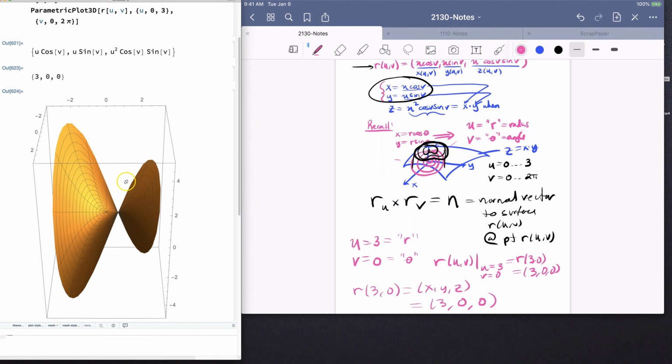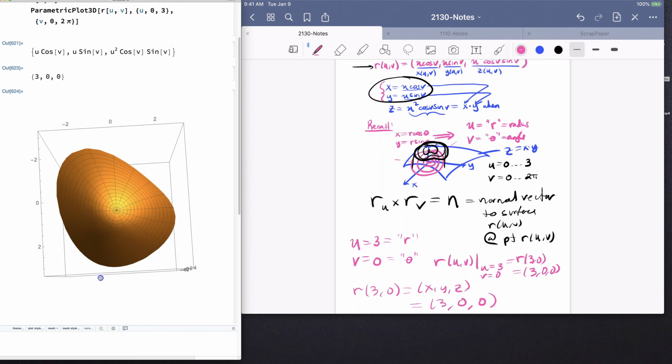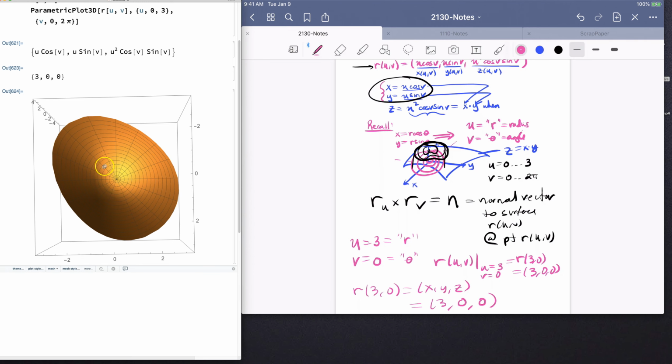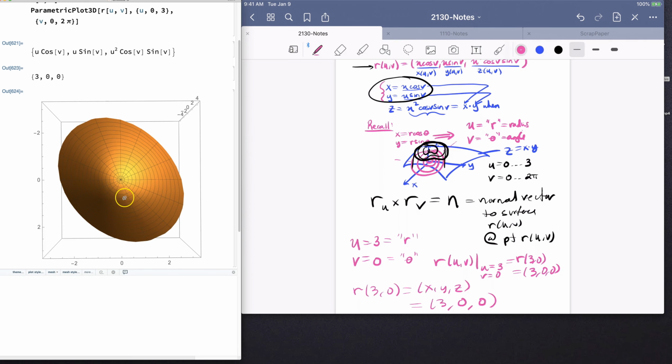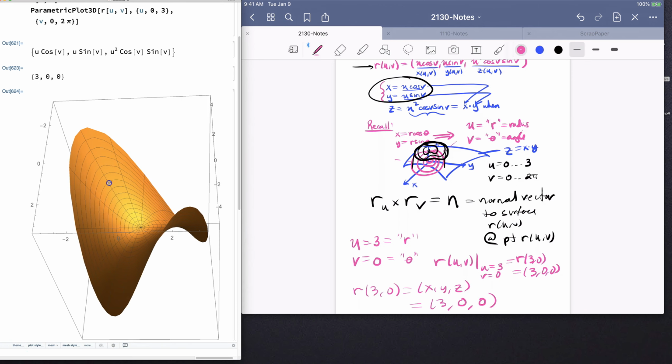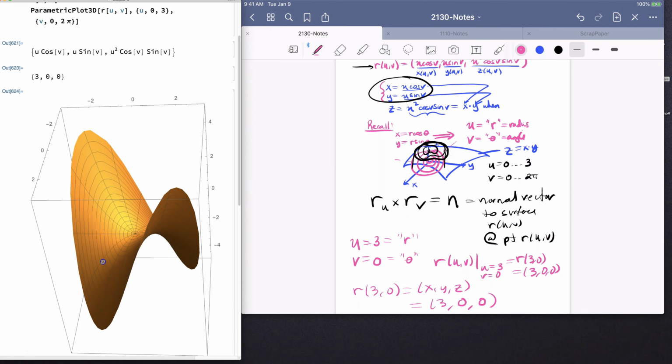Okay, so if we were to look at a point on a circle of radius 3 and an angle of 0, that'd probably be this point right here. You could rotate that point out and see that it would be at the point 3, 0, 0 in xyz space.